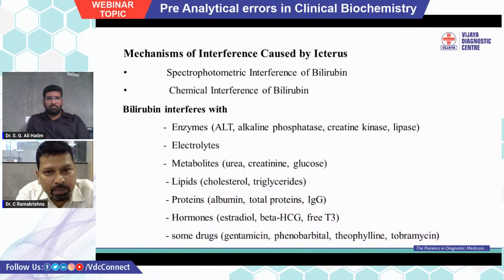Again, there is a spectrophotometric interference and chemical interference of bilirubin. So why is bilirubin important? Why does an icteric sample lead to abnormal values? Because bilirubin interferes with enzymes, electrolytes, metabolites like urea, creatinine, glucose, lipids like cholesterol, triglycerides, proteins like albumin, total proteins, IgG, hormones like estradiol, beta HCG, and free T3, and some drugs like gentamicin, phenobarbital, theophylline, and tobramycin. So all these are affected by bilirubin.